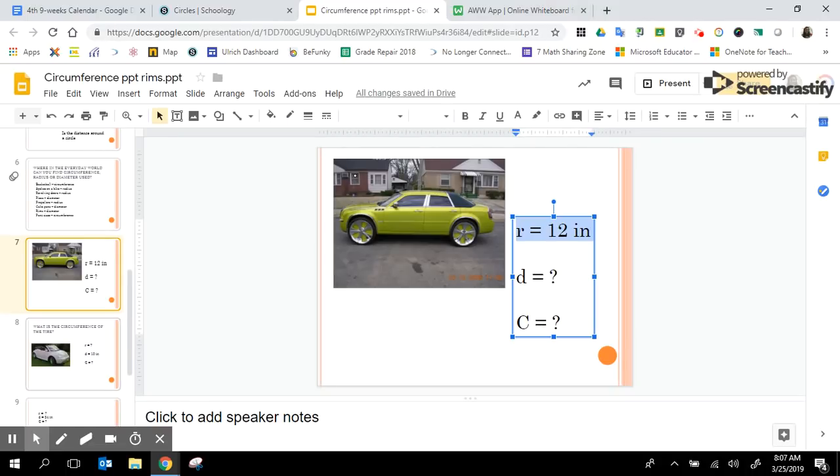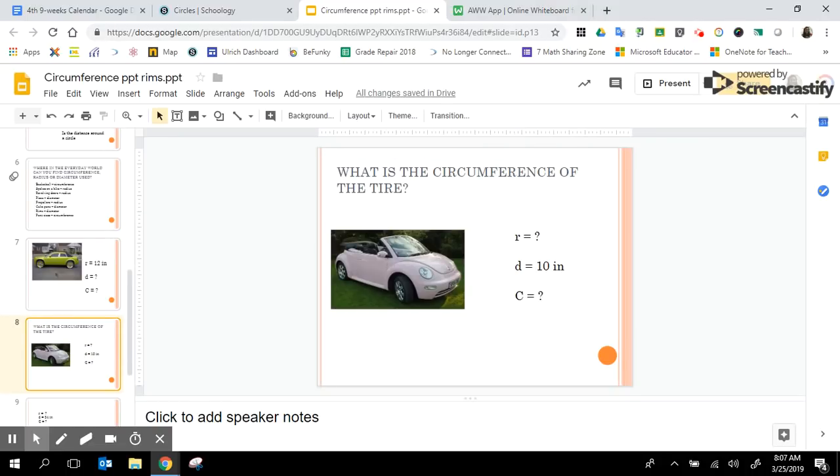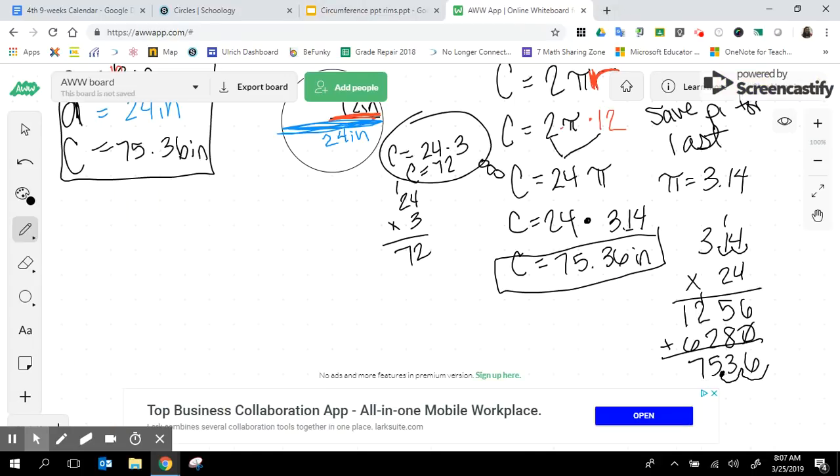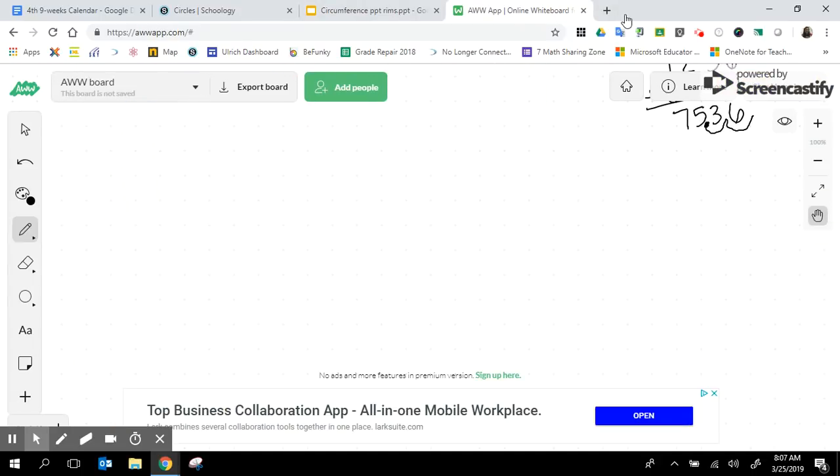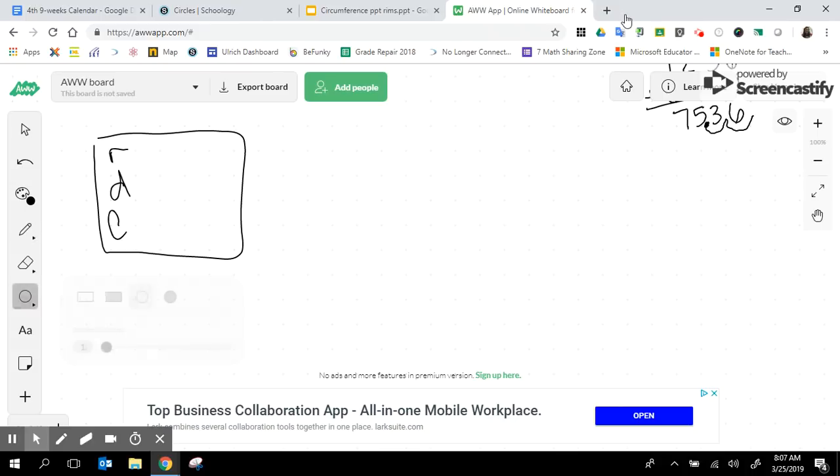So you can go back to your PowerPoint and let's go to that next slide. This time they gave us the diameter of this cute little pink bug. How fun is that? So now we're going to do the exact same thing, except we're going to start with the diameter. So I'm just going to move down. All right, so let's draw our box again. We need our radius, our diameter, and our circumference. So now let's draw the circle. You know that's my favorite part.